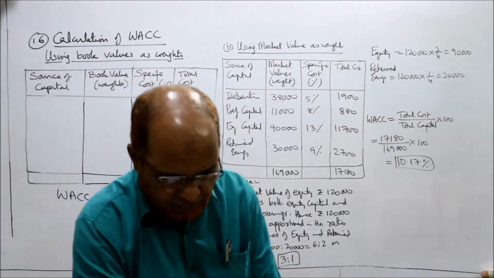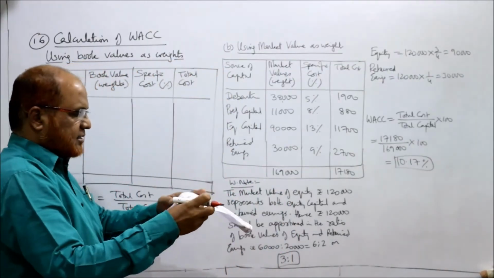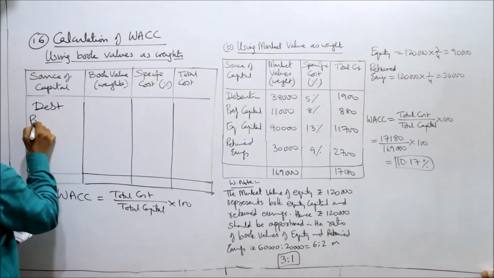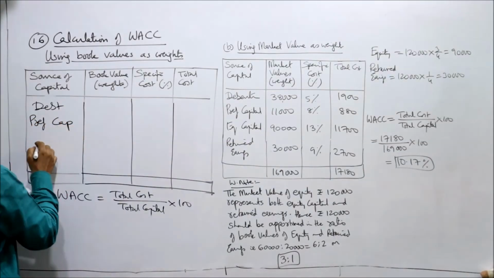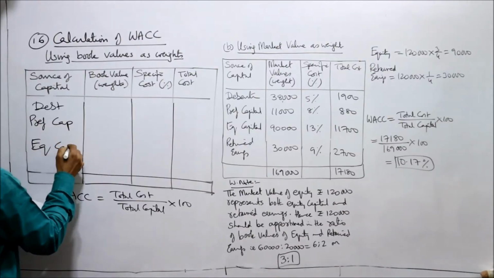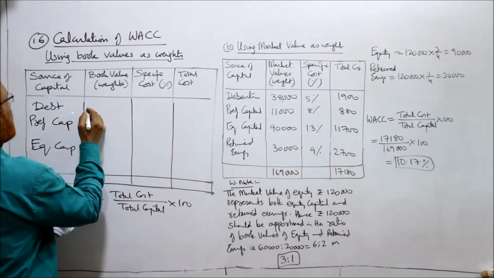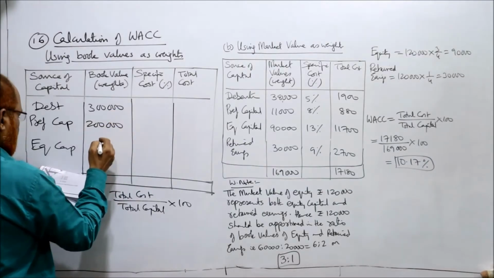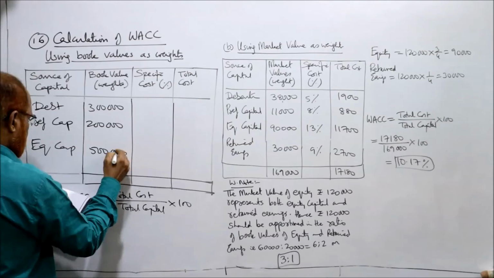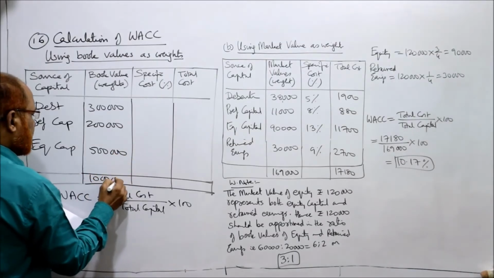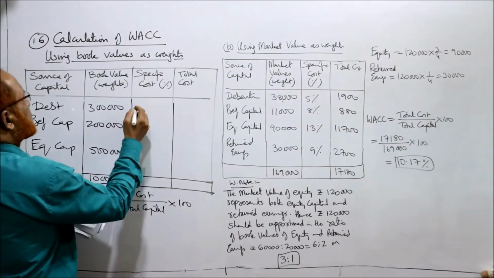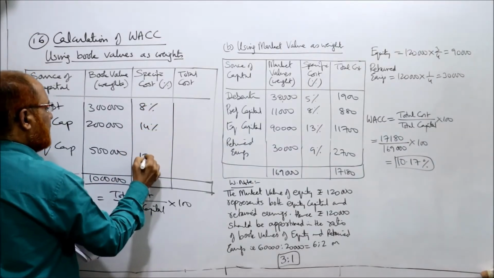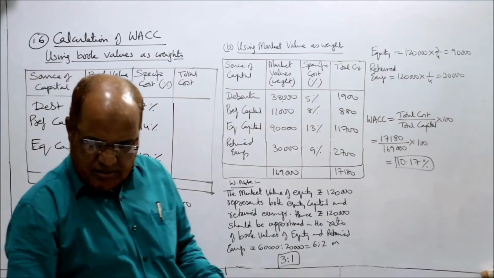Now, the three types of capital are debt, then preference capital, last one equity capital. The amounts are given in the problem as 3 lakhs, then we have 2 lakhs, and last one we have 5 lakhs. The total is 10 lakhs. Specific costs are cost of debt 8%, preference 14%, and equity is 17%. That's it.